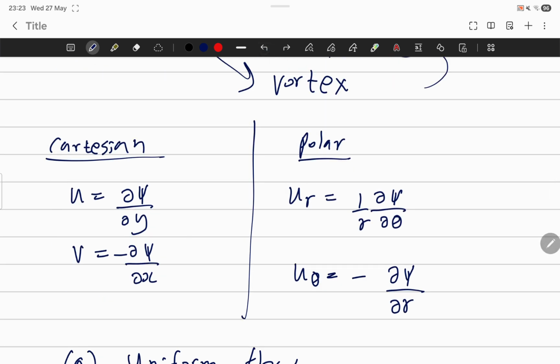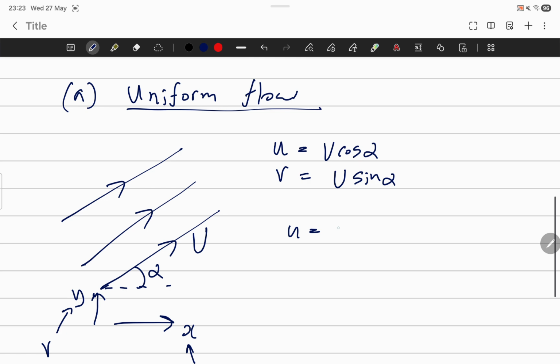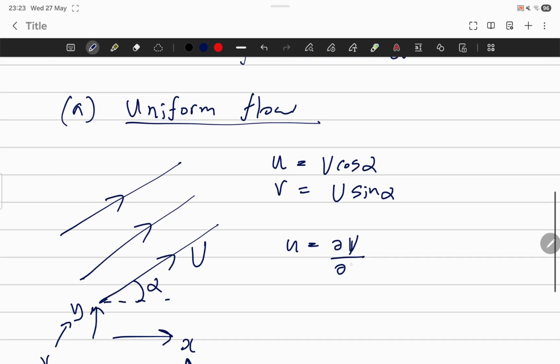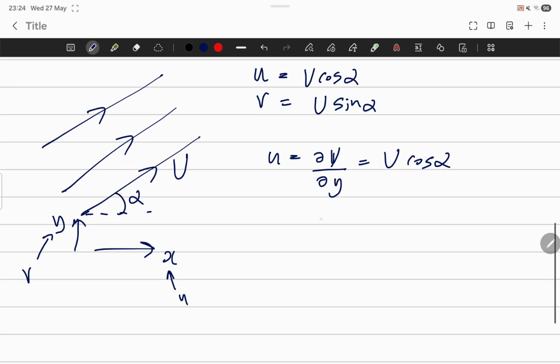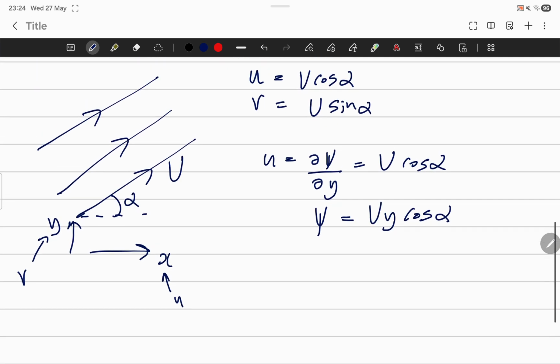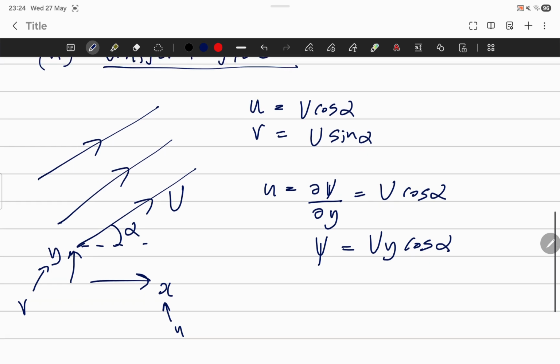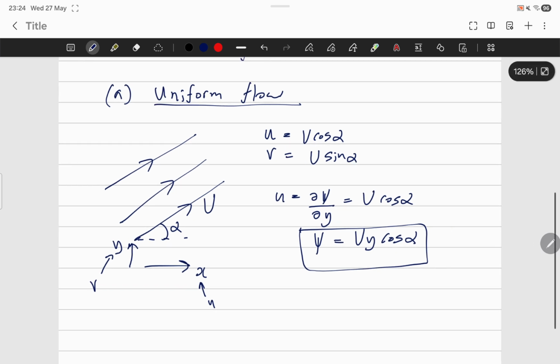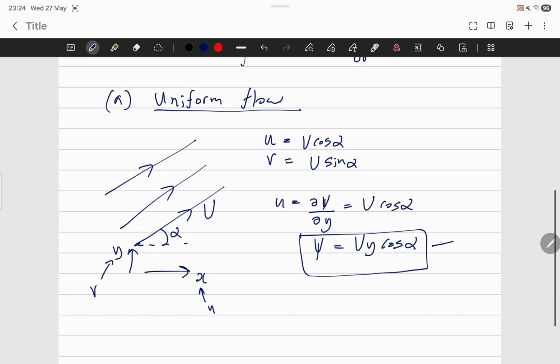So looking at this formula, I can write u is equal to partial psi over partial y, equals U cos alpha, right? So I can actually integrate this. So psi equals U y cos alpha, right? Similarly, I can write U x sin alpha, so I get the same answer, right? Okay, so for the uniform flow, this is the stream function, right?